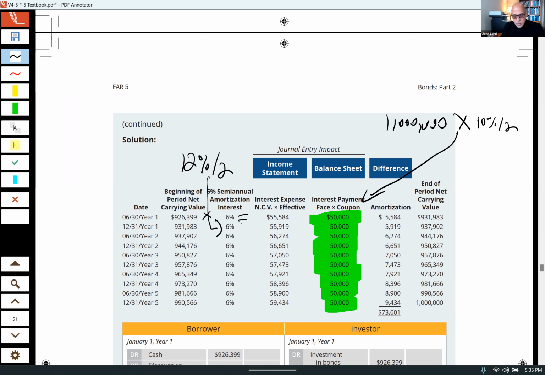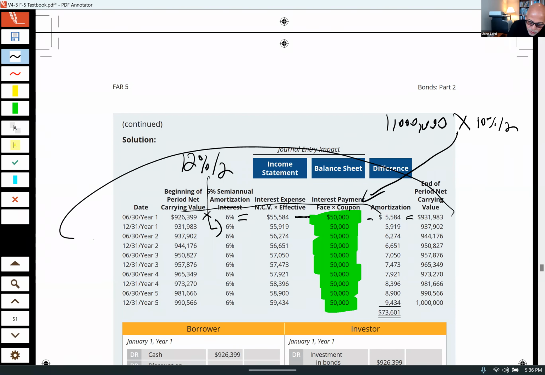For the first 6 months, the interest expense is this $55,484. You compare that to the cash. Okay, so my cash is always going to be 50,000. The difference is the amortization. For a discount, I add the discount amortization to the previous carrying value to get the new carrying value. I know it's going to increase the carrying value.